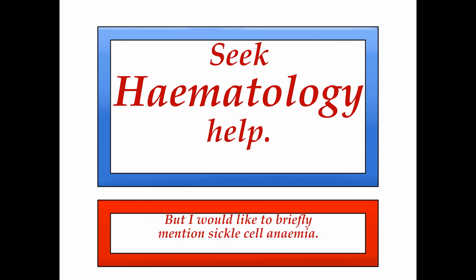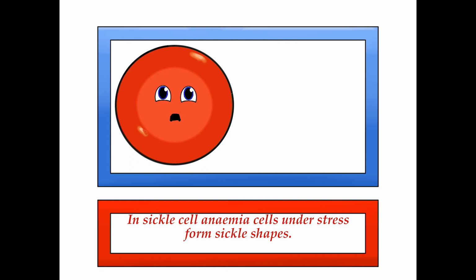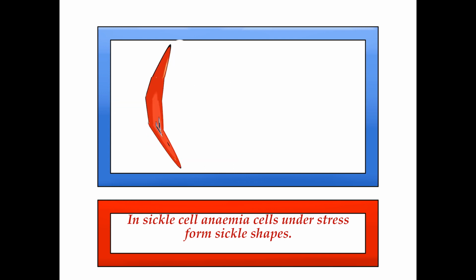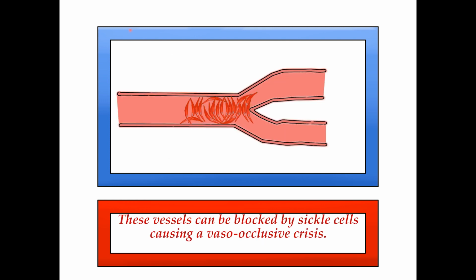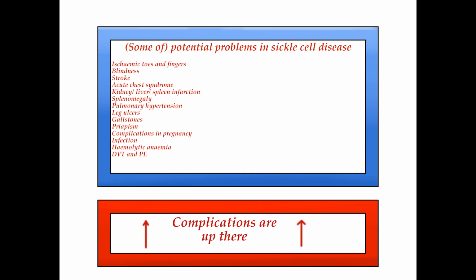But there is one important one I want to discuss briefly, and that's sickle cell. In sickle cell anemia, red cells under stress form sickle shapes rather than biconcave discs. These pass through vessels poorly and ultimately end up blocking vessels, causing what's called a vaso-occlusive crisis. This leads to ischemia in limbs or parts of limbs, infarctions of major organs like the spleen or kidney. It can even cause strokes. It causes priapism, and there's a number of other potential complications, like aplastic anemia. To be fair, it's a lecture all by itself.